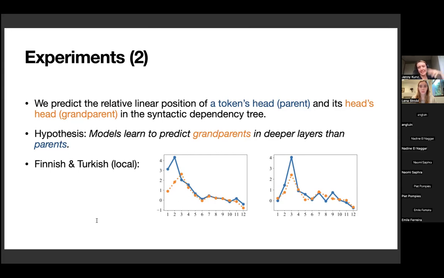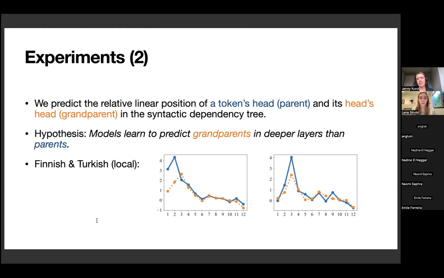And we assume, in line with results by Kunz et al. that I mentioned, that the models learn to predict grandparents in deeper layers than parents, also because you may need more, more complex context to predict the grandparent than the parent, because the relation is just less close. But an interesting thing here was also how differently the models behaved.